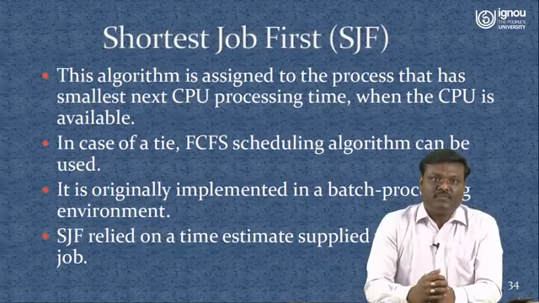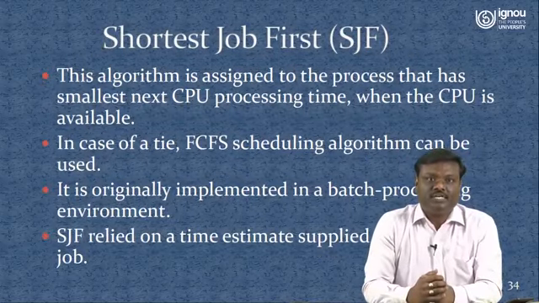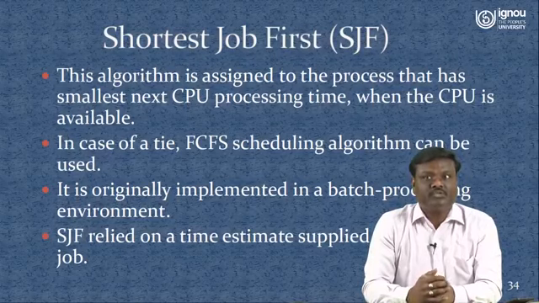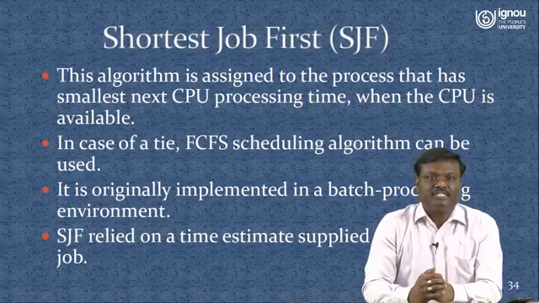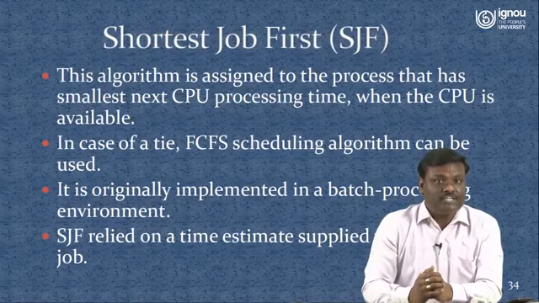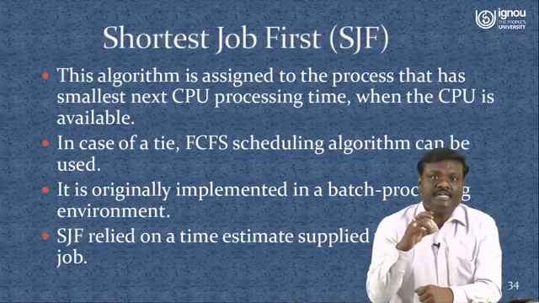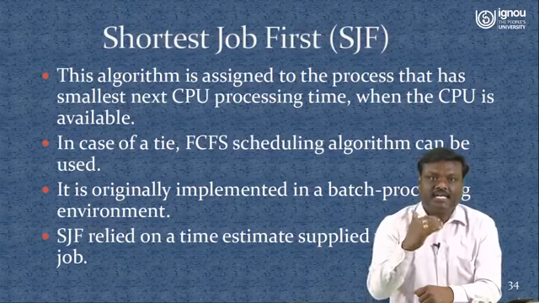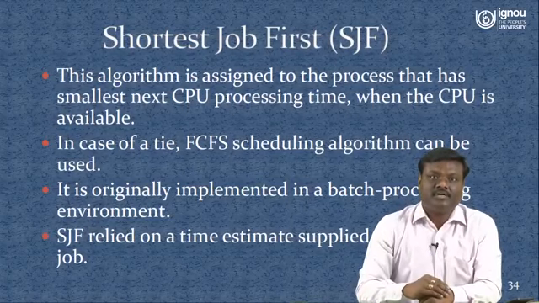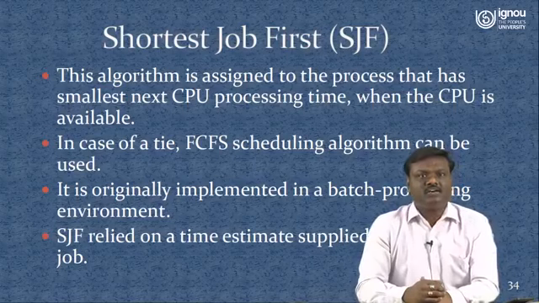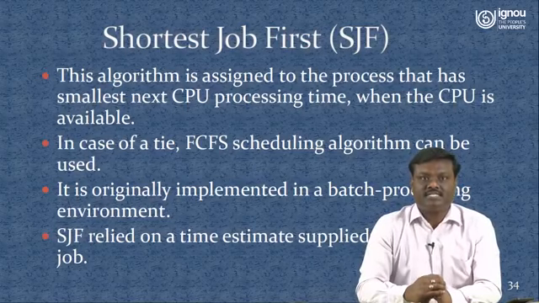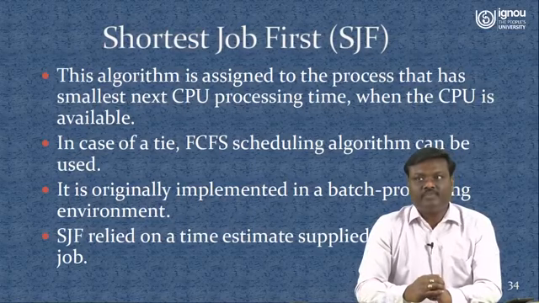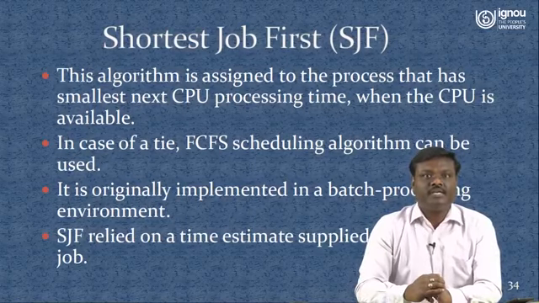Shortest job first, the name itself suggests that the shortest job will be executed first, and then the next shortest job will be taken. Likewise, among the jobs available, whichever has the very least processing time will be done first, and then the successive processes will be done. This algorithm is assigned to the process that has the smallest next CPU processing time, and when the CPU is available, those will be getting the chance and are being executed.